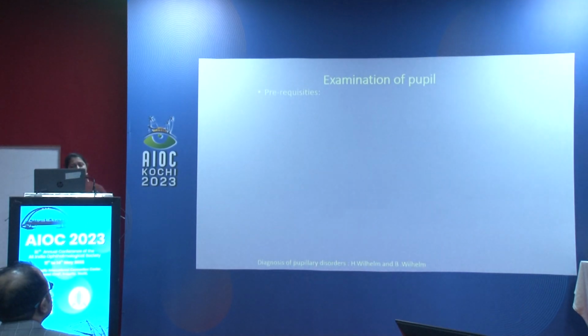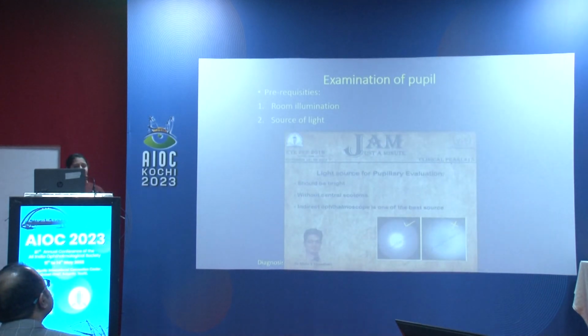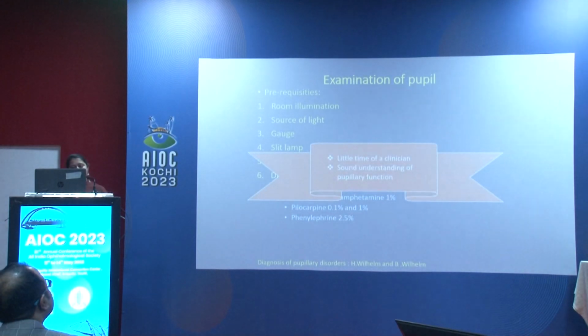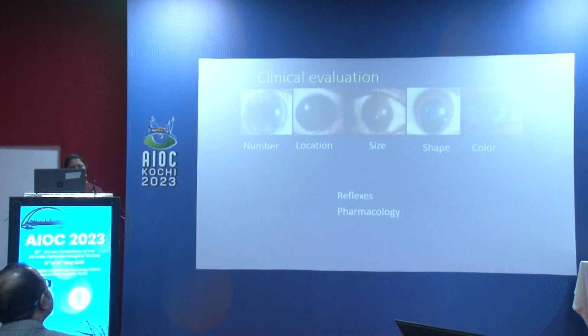Before examination of the pupil, the prerequisites are room illumination, which permits easy control of the background illumination, and a source of light. As you know, the indirect ophthalmoscope is the best source of light to elicit RAPD or pupil reactions. You also need a pupillary gauge to measure the size, a slit lamp, neutral density filters, and in special situations, some pharmacological drugs. Also, we need a little time of the clinician and sound understanding of pupillary functions.